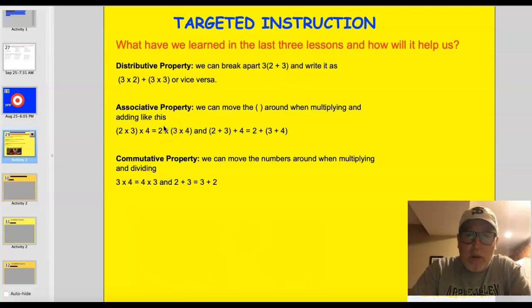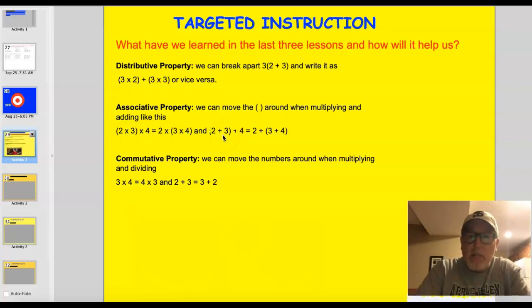The associative property. Remember what we can do with that? We can move the brackets around when multiplying or adding like this. (2 times 3) times 4 equals 2 times (3 times 4). Look at 2, 3, 4, 2, 3, 4. All I did was move the brackets. Here I did 2 times 3 first. Here I'm going to do 3 times 4 first.